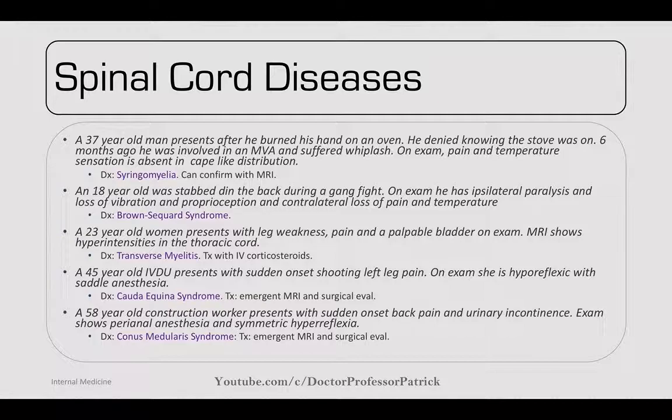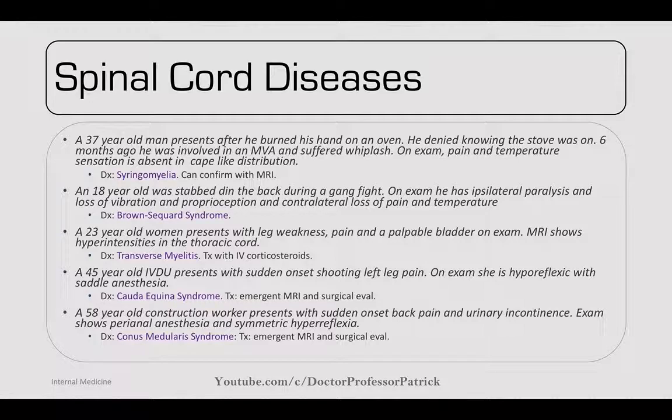Next is spinal cord diseases. A 37-year-old man presents after he burned his hand on an oven. He denied knowing the stove was on. 6 months ago, he was involved in a motor vehicle accident and suffered from whiplash. On exam, he has pain and temperature sensation loss in a cape-like distribution.